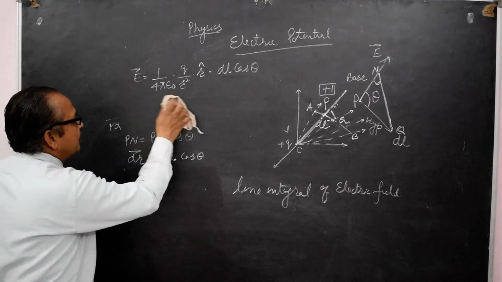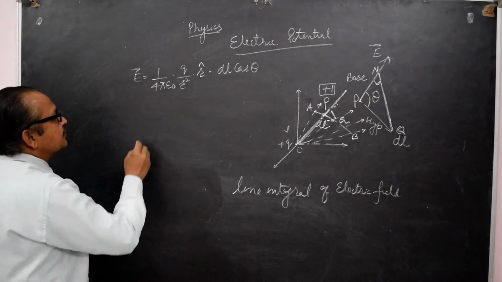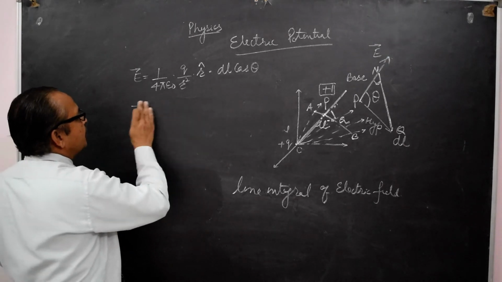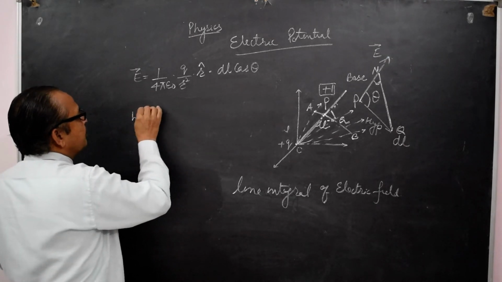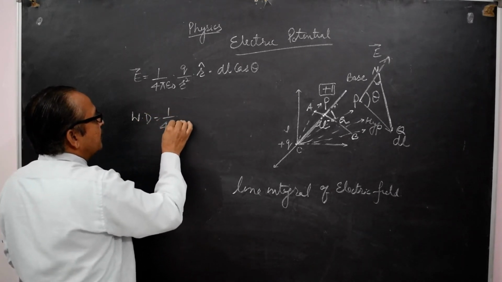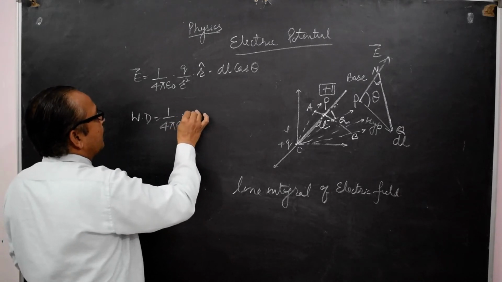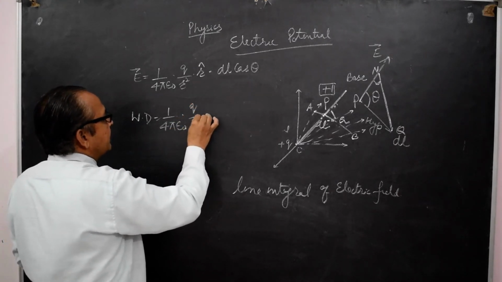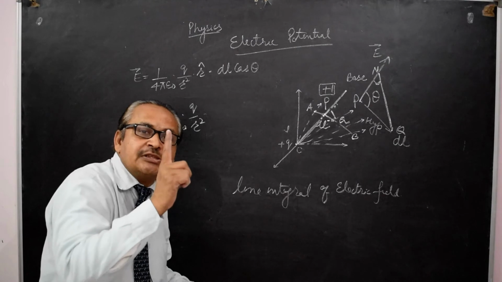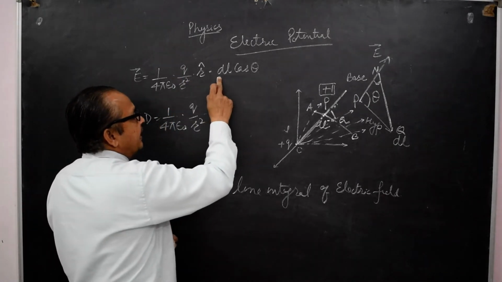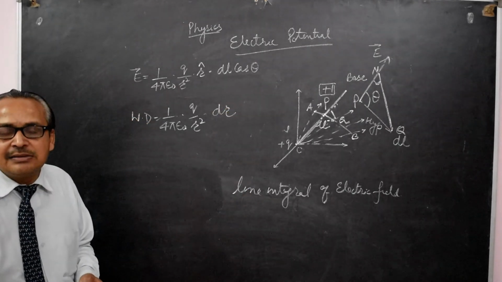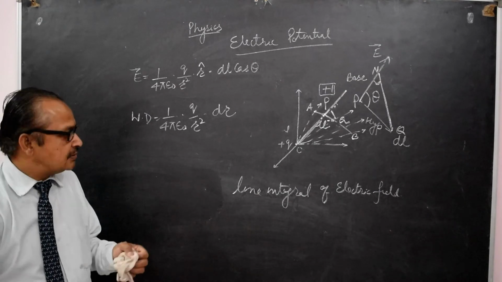Okay, so what I will do, I will simply change my equation to E is equal to, sorry, this is work done. Work done, because dl has come. Work done is equal to 1 over 4 pi epsilon naught into q by r square. Unit vector, the magnitude is 1, so that is out, and in place of dl cos theta I have to write dr. Anything to be asked? Good.